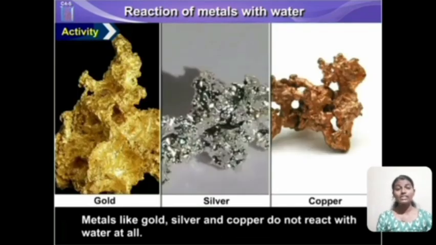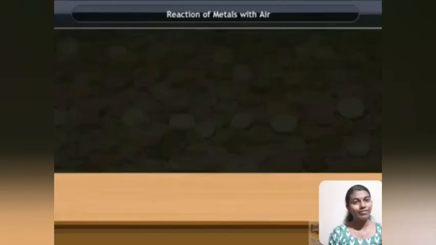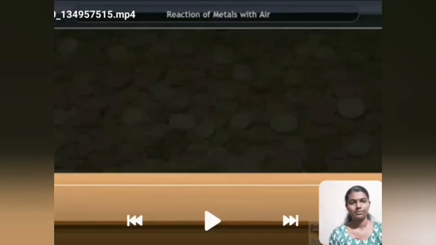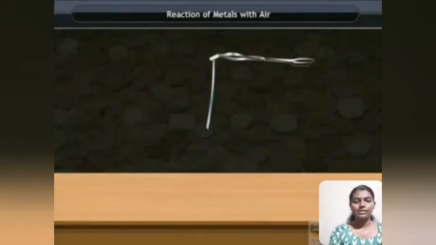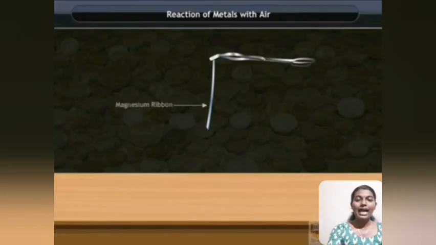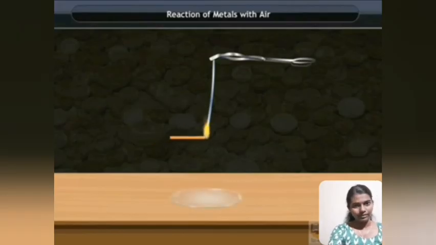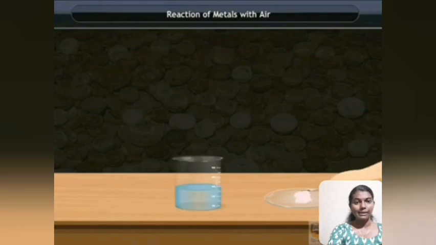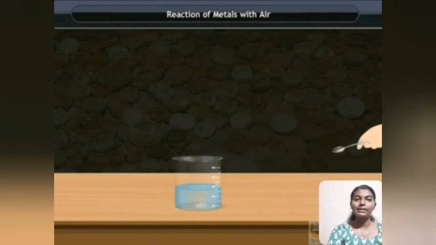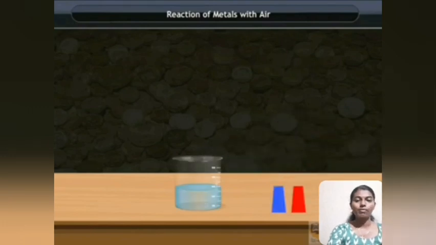Metals like gold, silver and copper do not react with water at all. About the reaction of metals with air. Let us explain this with the help of an activity. Take a magnesium ribbon and burn it. Collect the ashes formed and dissolve them in water. Test the resultant solution with both red and blue litmus paper. Is the product formed on burning magnesium acidic or basic?